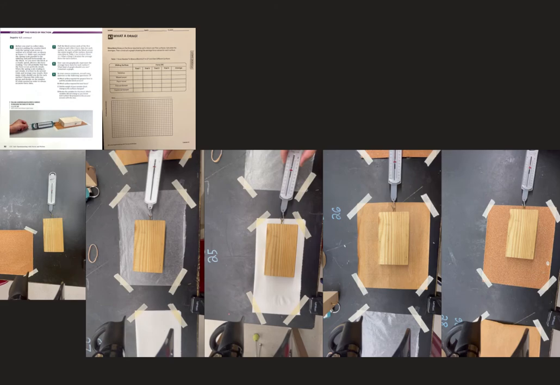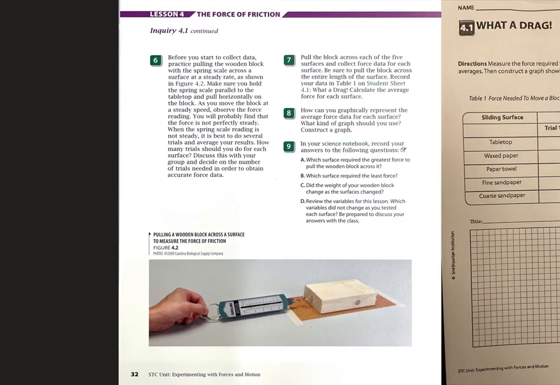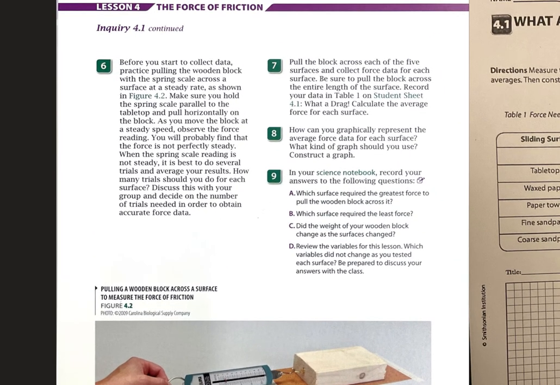All right, so let's go back over here. So number 7, you're going to pull the block across each surface, each of the 5 surfaces, and collect the force data for each surface. Make sure you pull it the entire length of the surface, and you're going to record this information on student sheet 4.1, what a drag. And we're going to calculate the average force, but we're going to go through that in a moment.